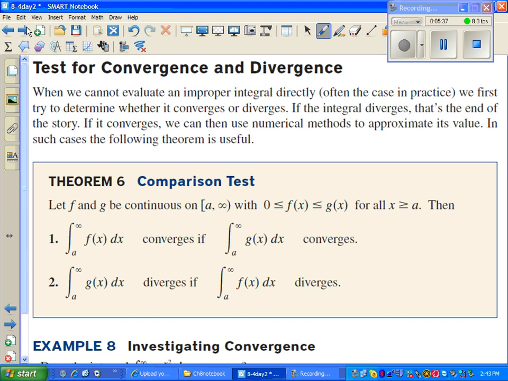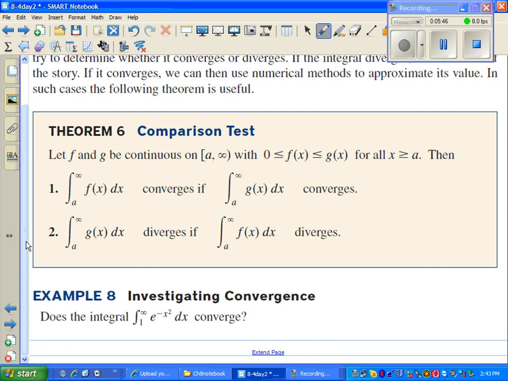If it converges, we can then use numerical methods to approximate its value. In such cases, the following theorem is used. And this is Theorem 6. It's a comparison test. Let f and g be continuous on a to infinity with f in between 0 and g for all x greater than or equal to a.